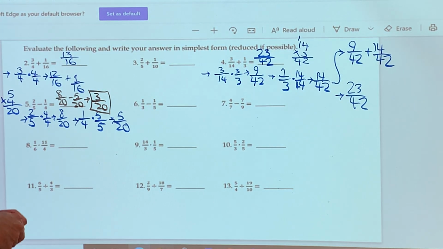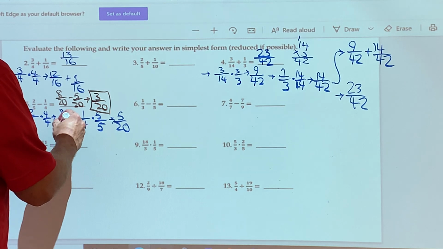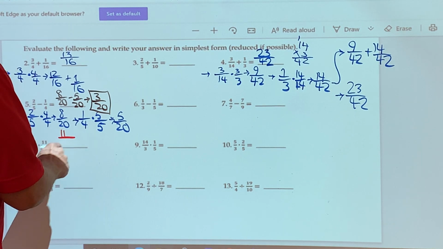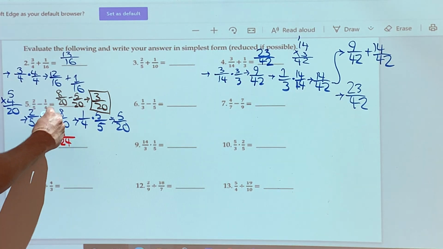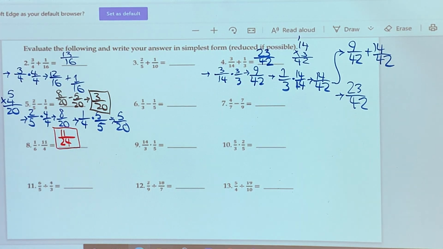Okay? All right, multiplying fractions, probably the most simplistic out of everything on this sheet of paper. All we're doing is we're multiplying across numerator times numerator, denominator times denominator. So 1 times 11 is 11. 6 times 4, 24. And there you go. Okay?